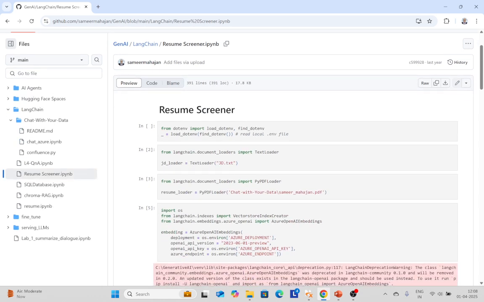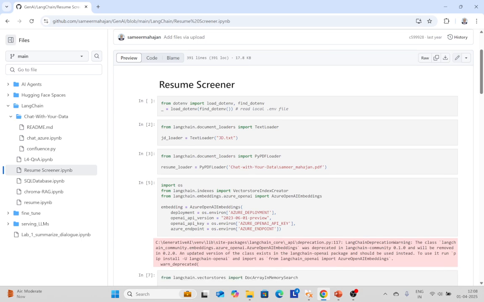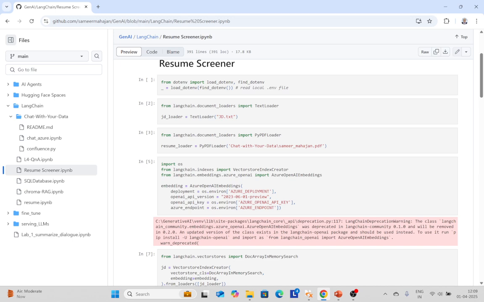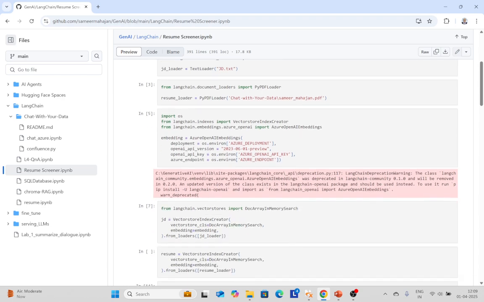As you know, we use LangChain here. We load the job description, and we also load a resume. Since the job description is in text, I'm using a text loader. Since the resume is in PDF, I'm using a PDF loader. As simple as that.